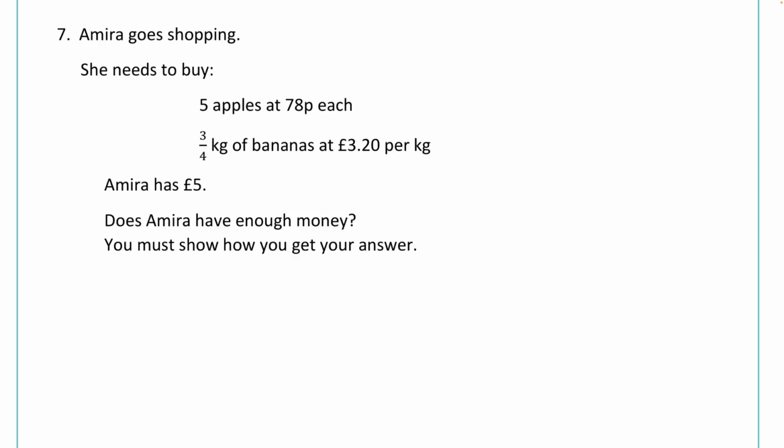Well, for starters, obviously just take a note here that this is in pence and this is in pounds. So we can either convert the pounds into pence or the pence into pounds. It doesn't really matter which way. I'm going to convert the pence into pounds, which is 0.78. And then on my calculator, I'm going to do 5 lots of 0.78 to work out the cost of the apples. So 5 times 0.78, and that gives us £3.90.